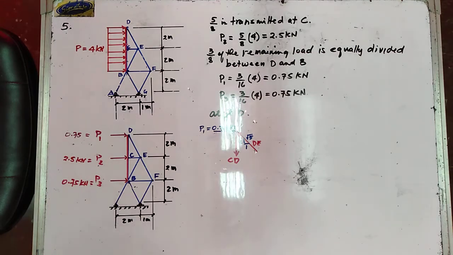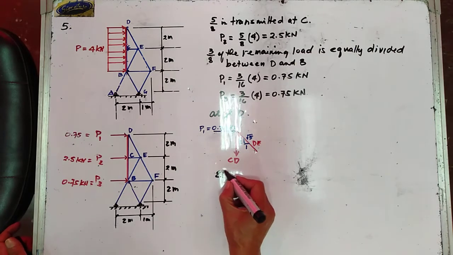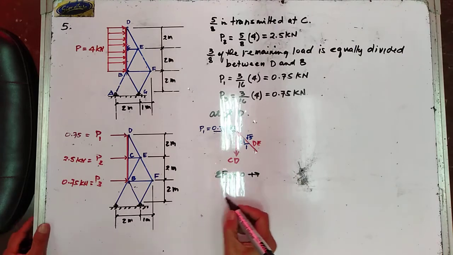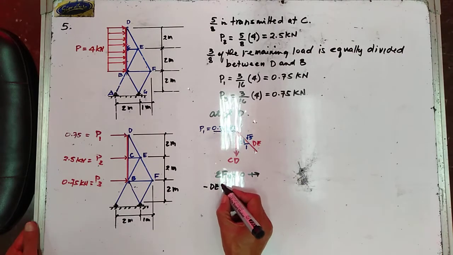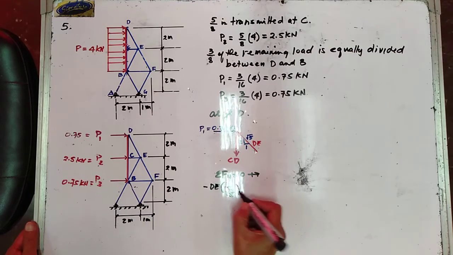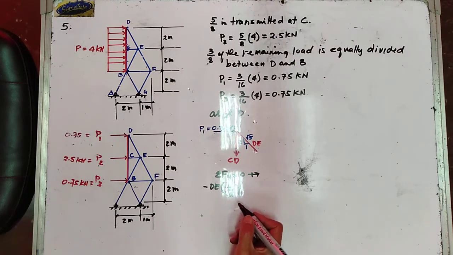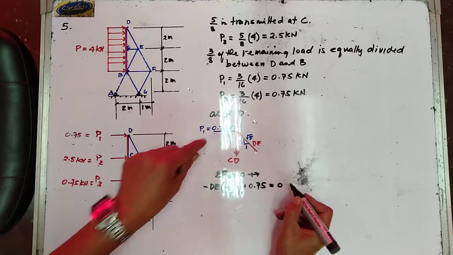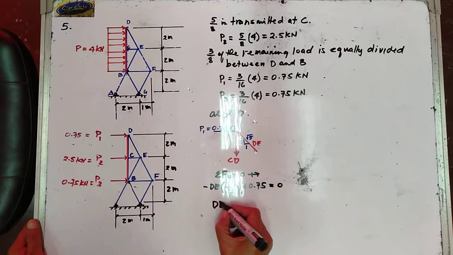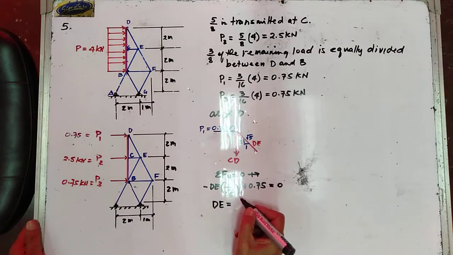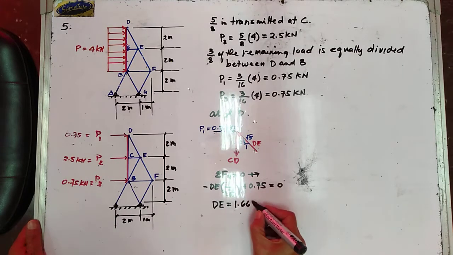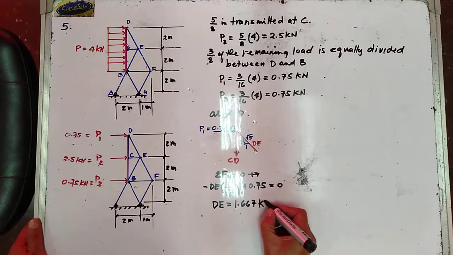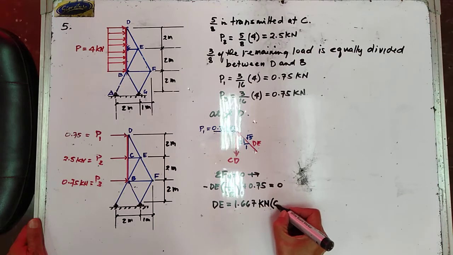Let us try to get summation of forces horizontal is equal to 0. To the right, forces positive. So the horizontal component of DE is minus DE times 1 over the square root of 5, and then plus 0.75 is equal to 0. Hence, the value of DE is equal to 0.75 times the square root of 5, which is 1.667 kilonewtons. We get a positive value again. The assumed direction is correct. Hence, your DE is in compression.